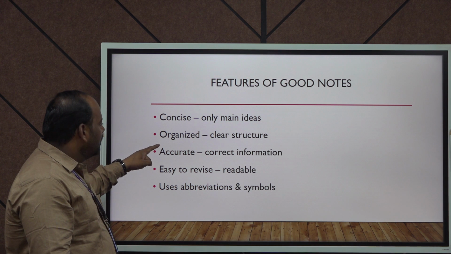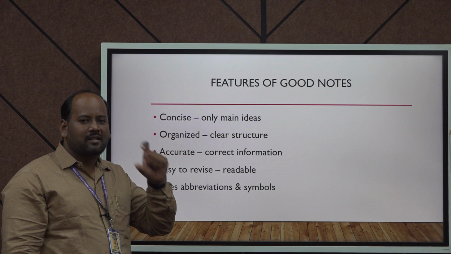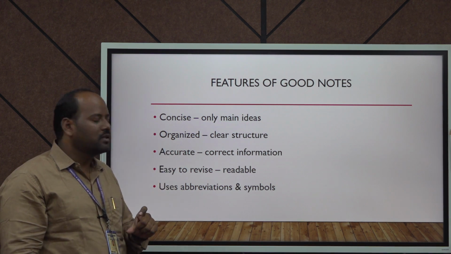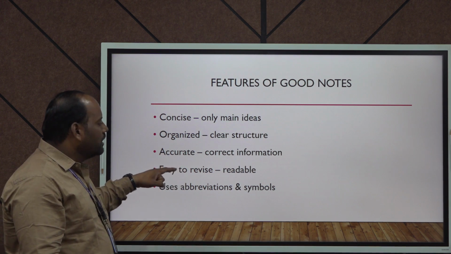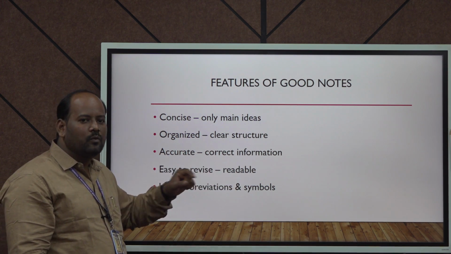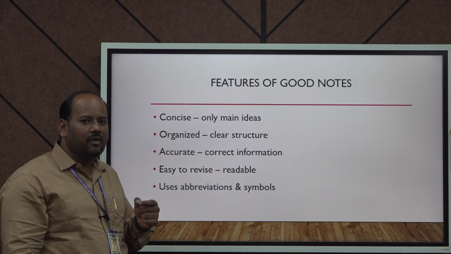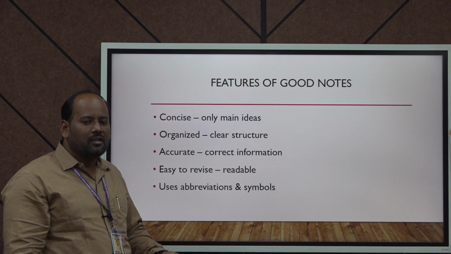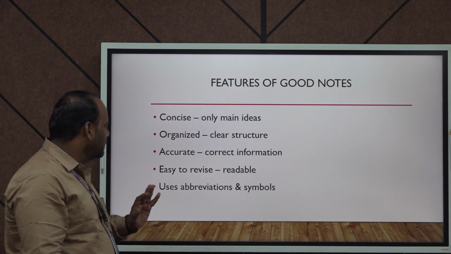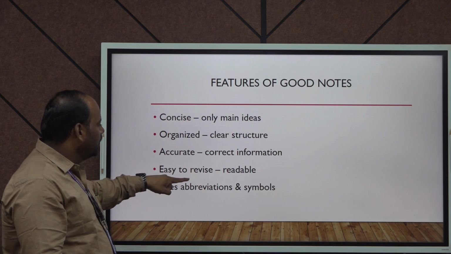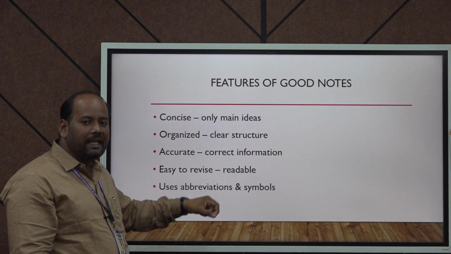Second, it should have some kind of organization, a clear structure for making the notes. Point number three, accuracy is also very important. We should record correct information whenever we make notes. We do not give our own imagination in our writing. Whatever is available in the text, we make notes accordingly. Then it should be easy to revise and very easy to read.